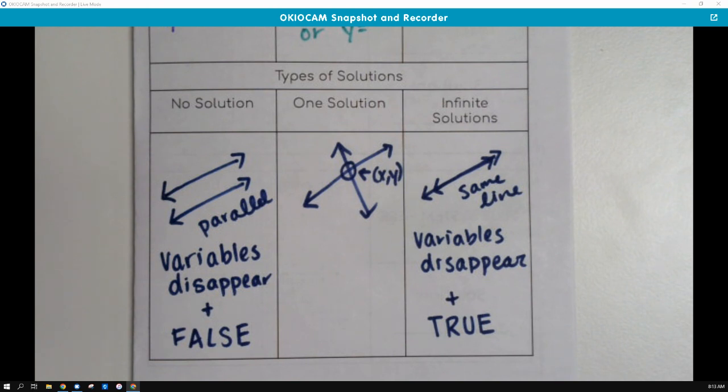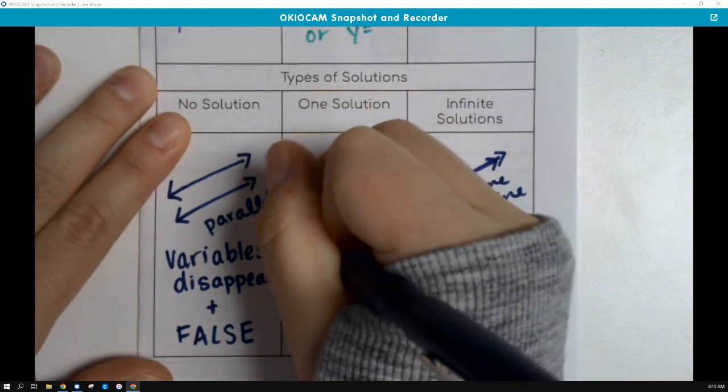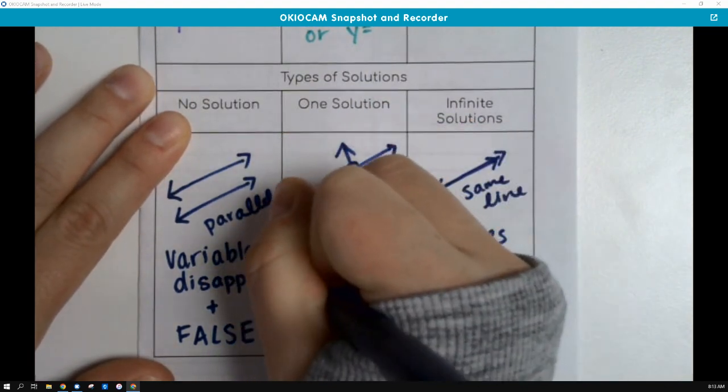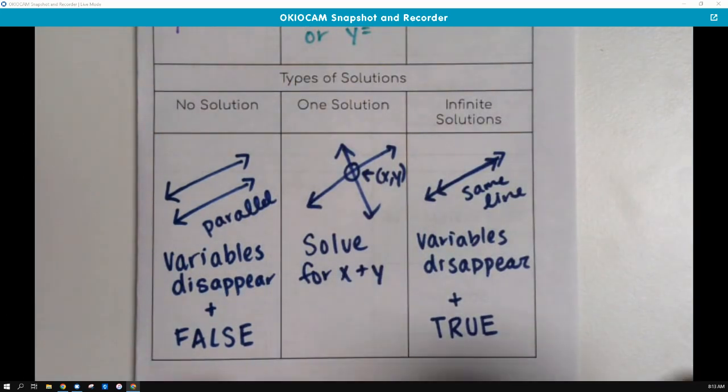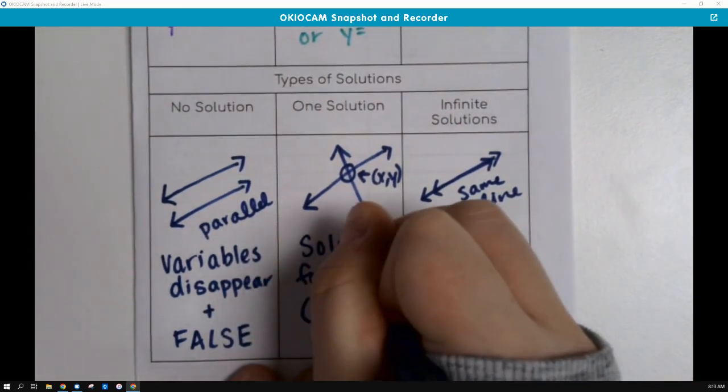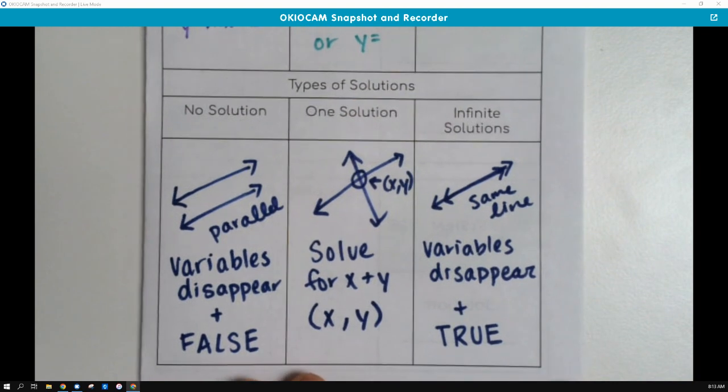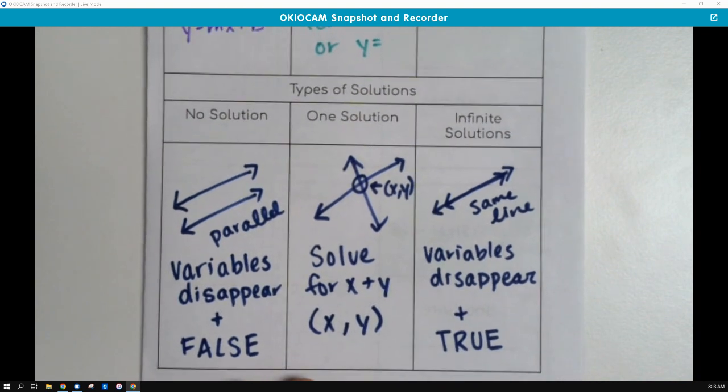Okay, one solution, those are like our normal problems. For a one solution one, you will solve for both x and y. Sometimes you solve for x and y, sometimes you solve for y and then x. And then you write your answer as an ordered pair, x comma y always. So that is it for stuff I needed to show you guys.